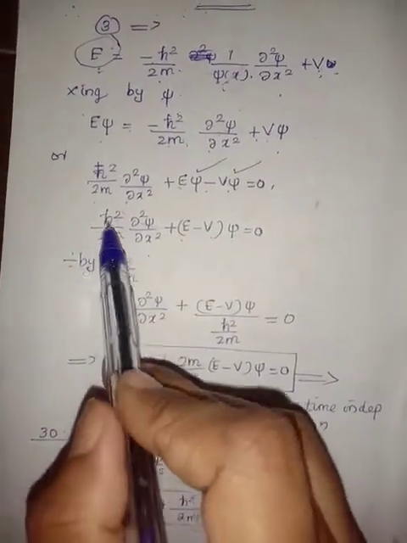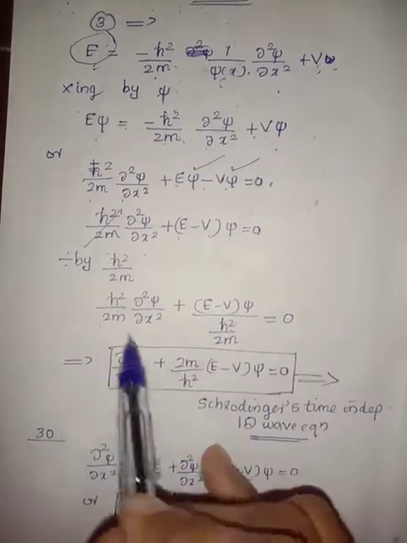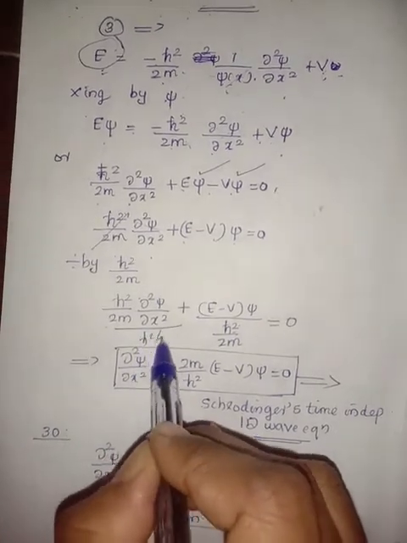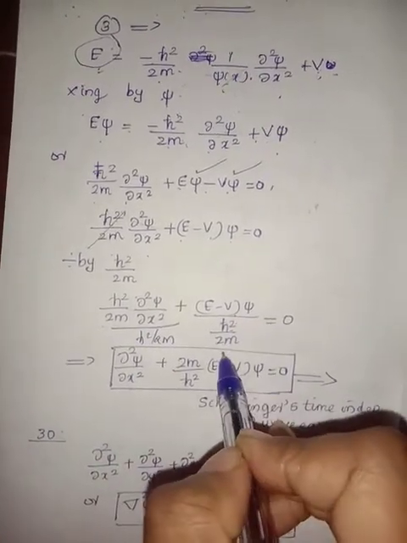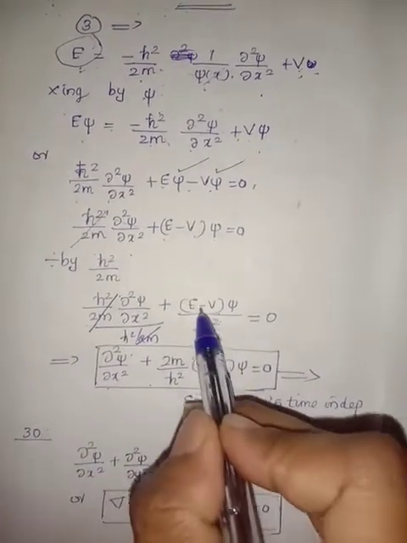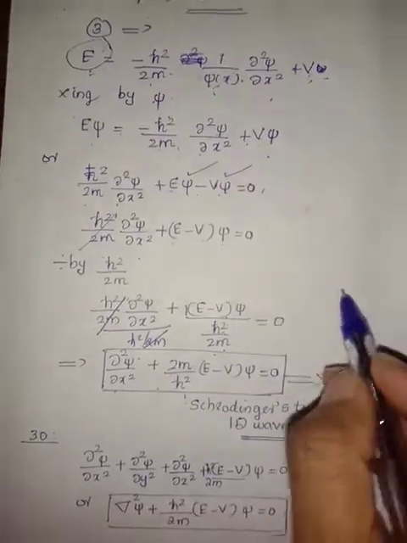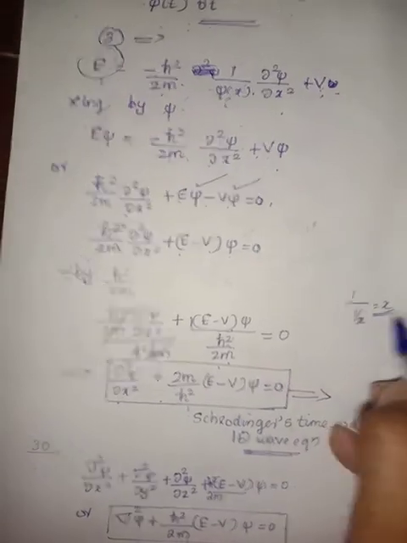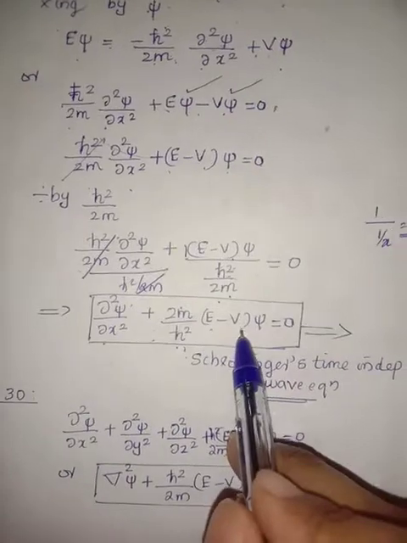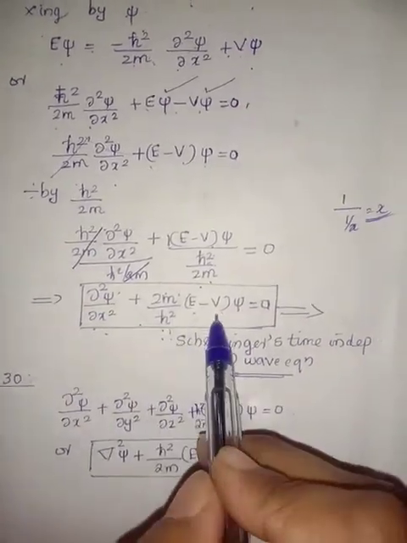Now I have to remove this term. So I will divide the two terms by ħ² by 2m. This term divided by ħ² by 2m, and the second term divided by ħ² by 2m, so this can be cancelled. So ∂²psi/∂x² plus we have 1 by ħ² by 2m, which is equal to 2m by ħ². So we can write 2m by ħ², and the remaining term (E minus V) psi is equal to 0. ∂²psi/∂x² plus 2m by ħ² (E minus V) psi is equal to 0.